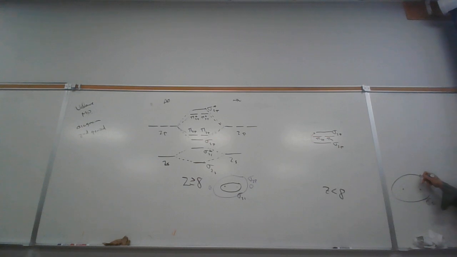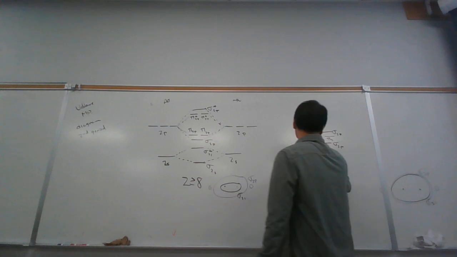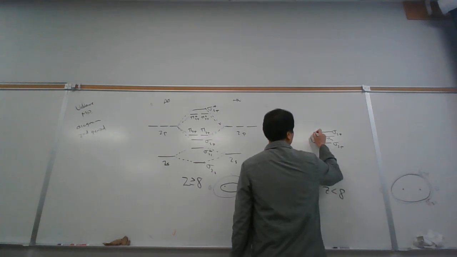And then we look at the sigma 2p. Well, the sigma 2p kind of occupy the same space. So if they occupy the same space, then the repulsions are going to be greater. And so we see greater repulsions here. This is the sigma 2p. And since we have greater repulsions here, we observe this. The sigma 2p gets bumped up in energy.